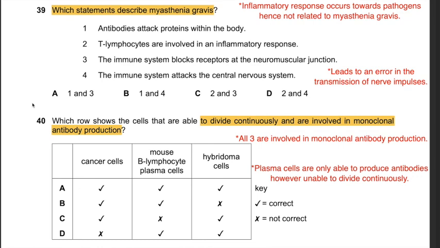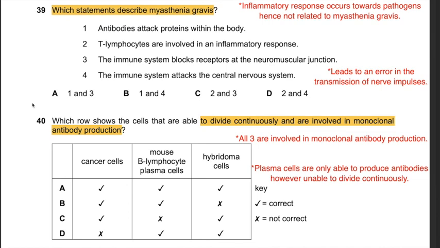Now, what do you mean by inflammatory response? That response occurs towards pathogens, hence it is not related to myasthenia gravis, as myasthenia gravis attacks body cells and not pathogens. Therefore, statement 2 doesn't describe myasthenia gravis.